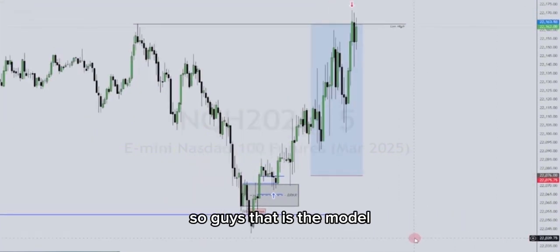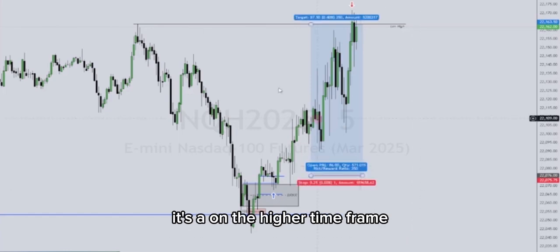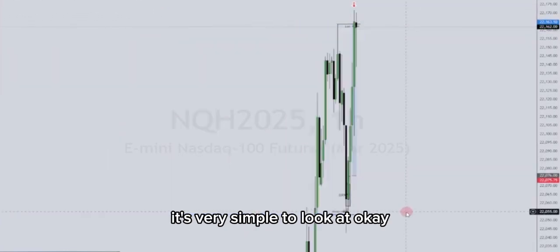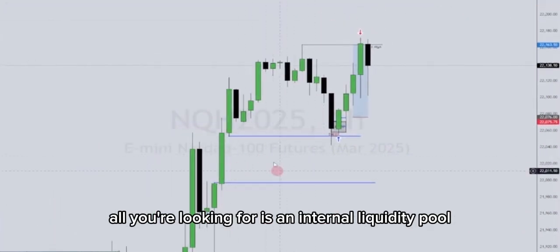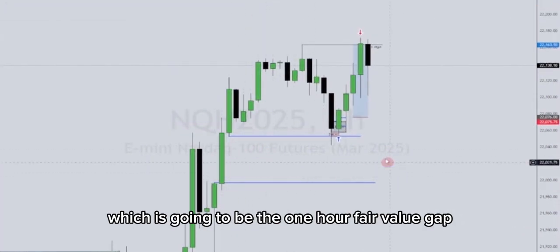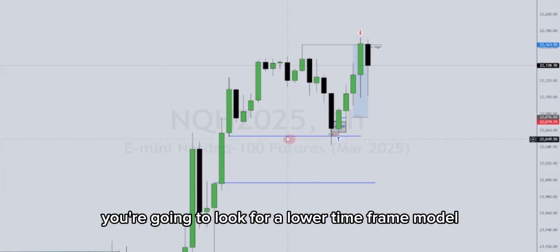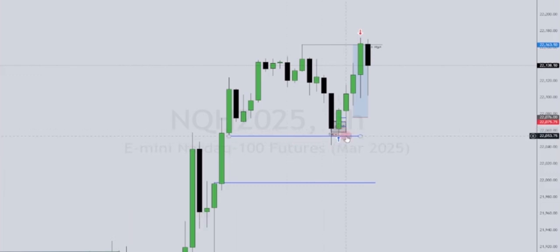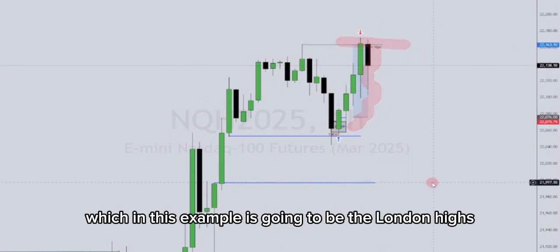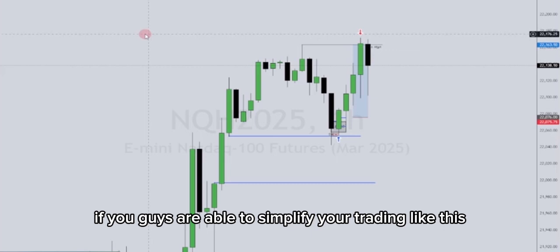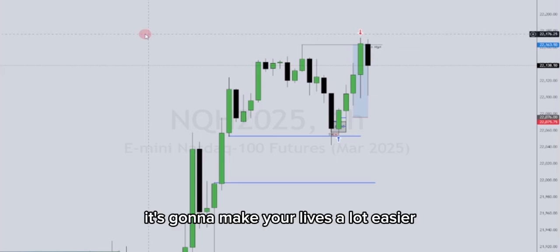Okay. So guys, that is the model. It's very simple to identify. On the higher time frame, it's very simple to look at. All you're looking for is an internal liquidity pool, which is going to be the 1 hour fair value gap. You're going to look for a lower time frame model. And then you're going to look to target your external liquidity, which in this example is going to be the London highs.